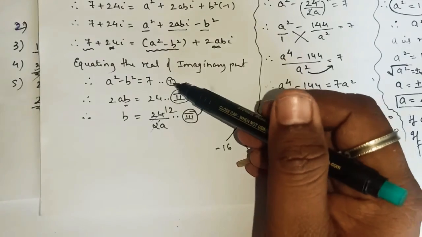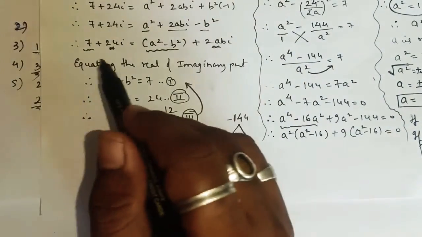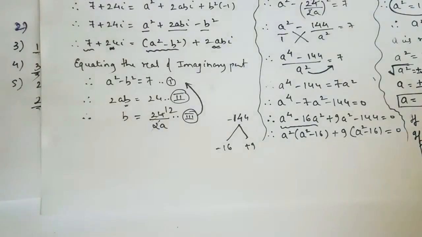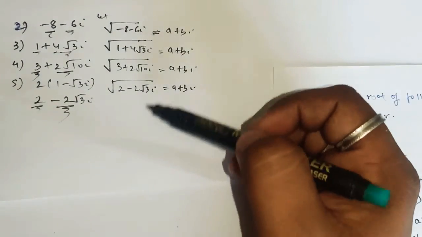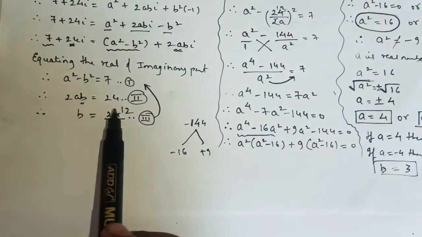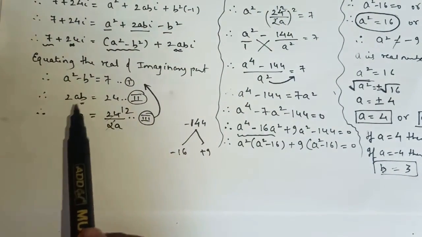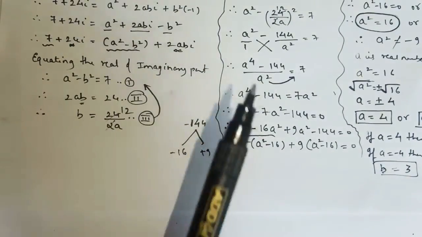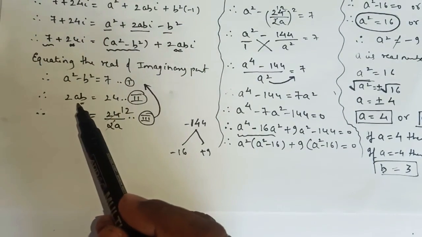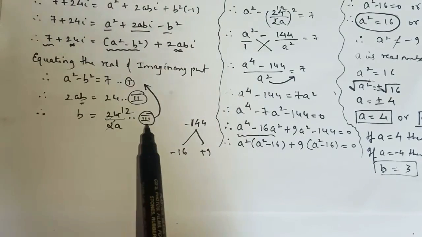You will actually get two equations after comparing the left hand side and right hand side, equating the real and the imaginary part. For each and every question you will get two equations. Then after that you will take the second equation, where you will express either a or b in terms of the other. It is on you. It is not compulsory that you have to find b only. You can find a also. So here you will get the third equation.